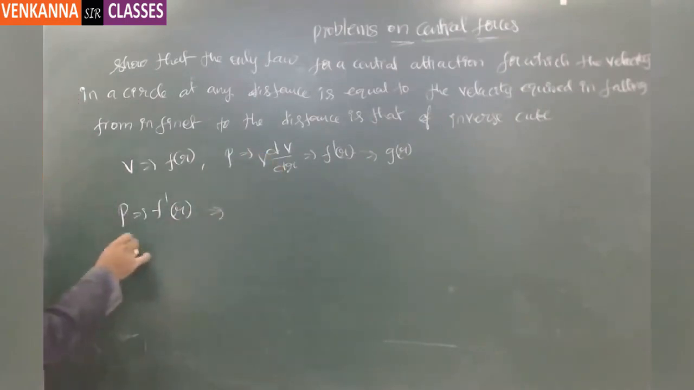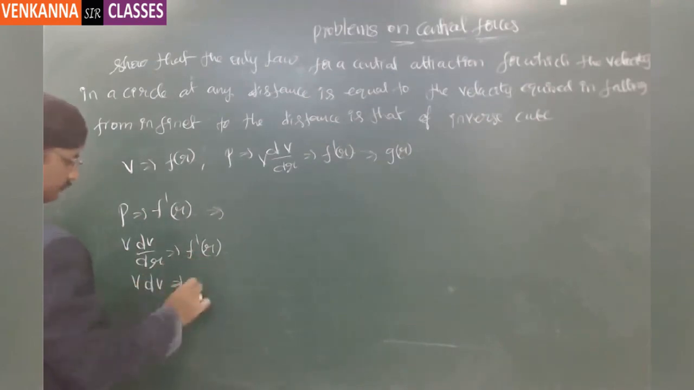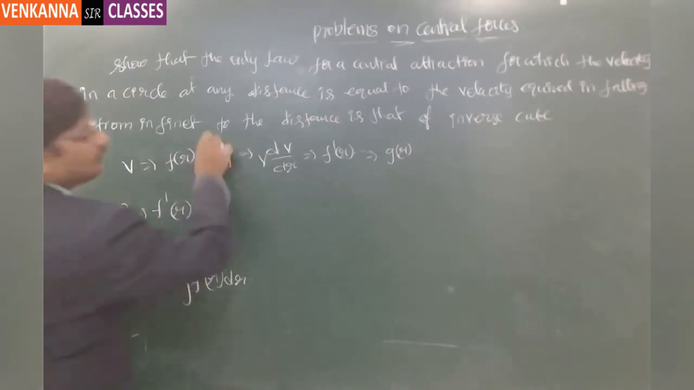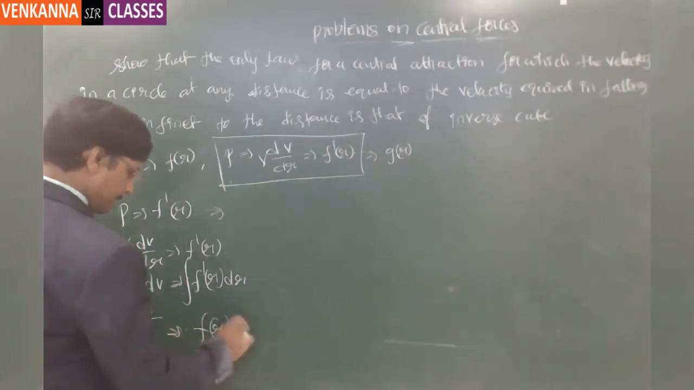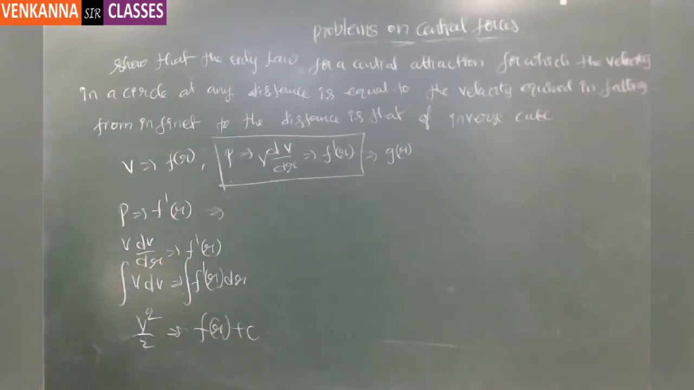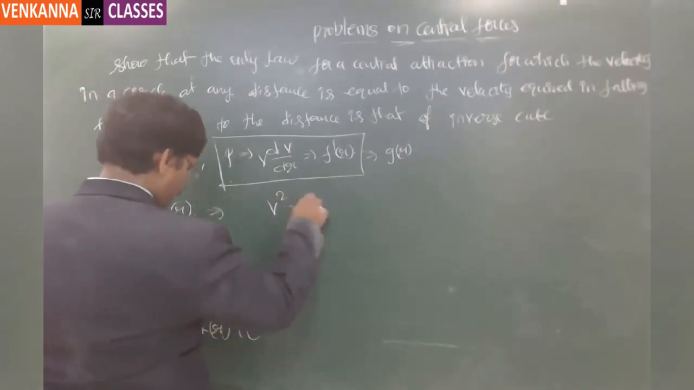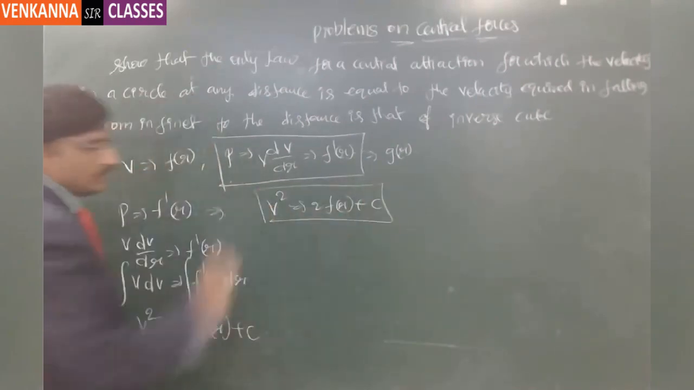So this can be treated as v dv by dr. v dv by dr is equal to f dash of r, then v dv is equal to f dash of r into dr. This is how you can assume, and this is the fundamental thing you need to understand. Got it? Then v square by 2 is equal to f of r plus some arbitrary constant c. So v square is equal to 2 times f of r plus some arbitrary constant c. So this is one relation.